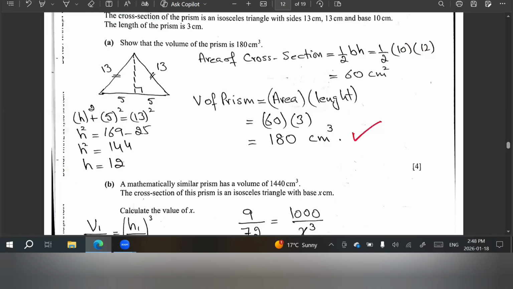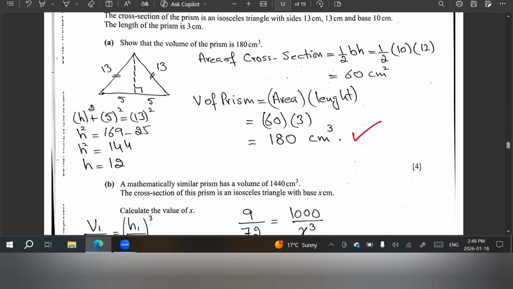The volume of the prism will be equal to the area multiplied by the length. The area of the cross section is 60 and the length of the prism is 3. So you will get the volume, which will be equal to 180 centimeter cube. So this is what we have to show. It's a very simple and straightforward question.